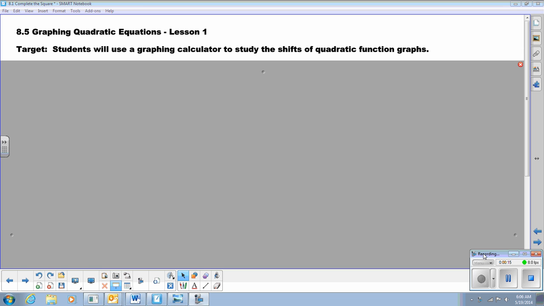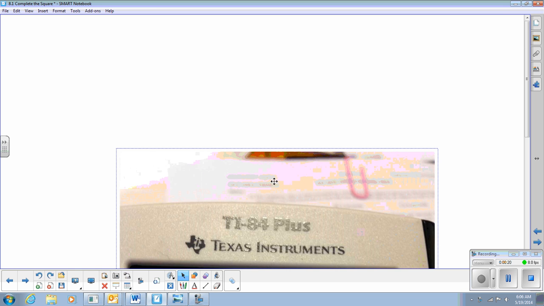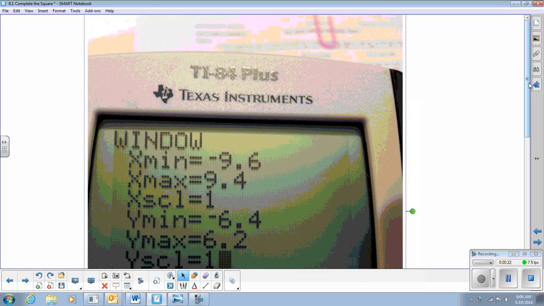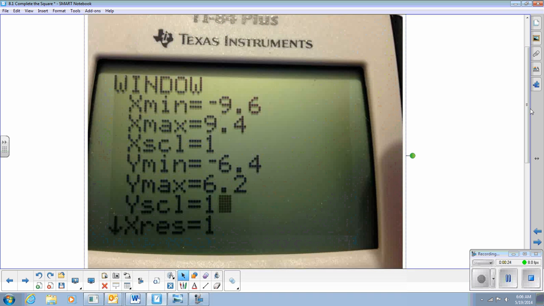When you do that, please press the window button, or the range, I'm sorry, it's the range button, and it'll say window. Make sure these are typed in so that your screen looks like this. X minimum is negative 9.6, X max is 9.4, X scale is 1, Y minimum negative 6.4, Y max 6.2, Y scale 1, and X resolution is 1. Make sure that the window reads those numbers, so you need to push the range key. That's the range key, okay?